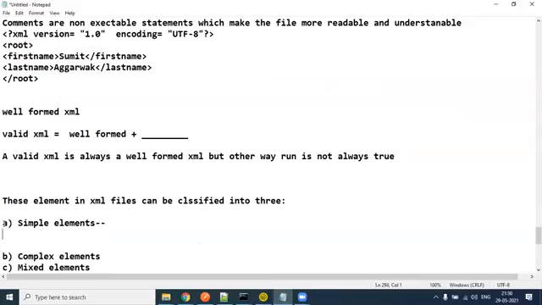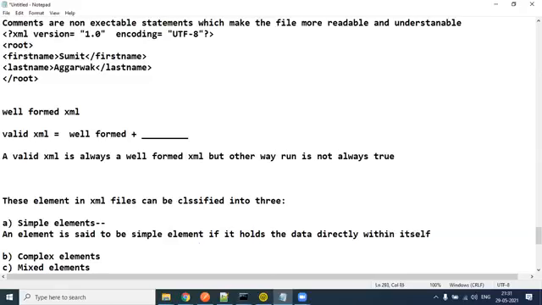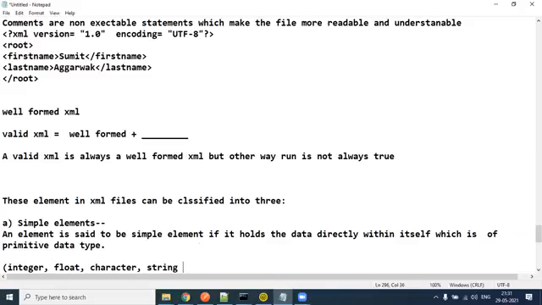Now, what does it mean? An element is said to be a simple element if it holds the data directly within itself, which is of primitive data type. What are your primitive data types? Integer, float, character, probably string also, right?